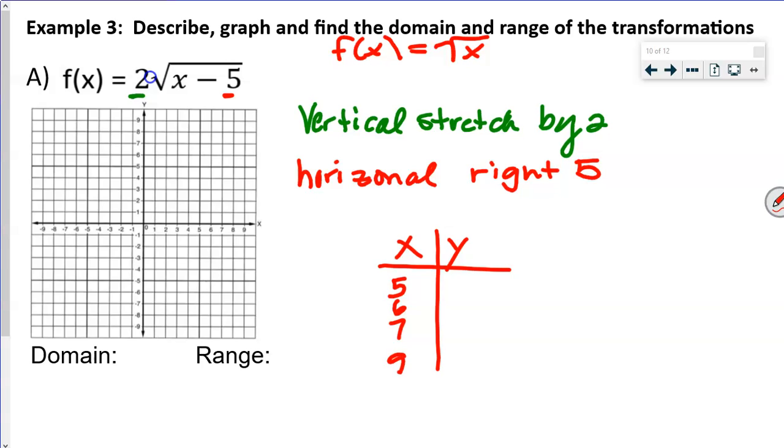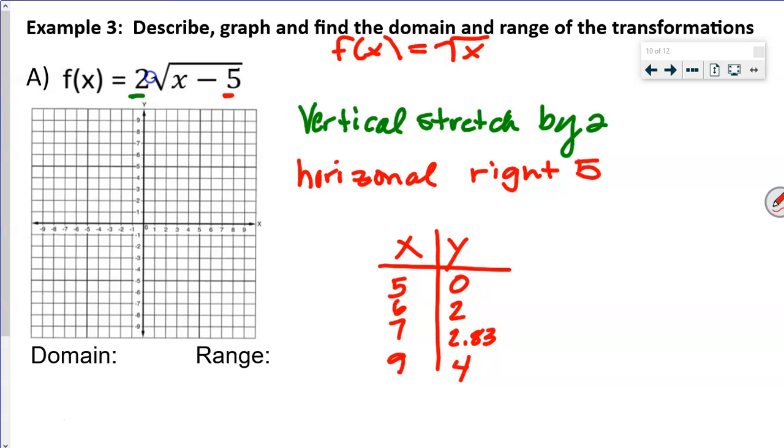So when we do 5, 5 minus 5 is 0, and 0 times 2 is 0, right? And then when we do 6, 6 minus 5 is 1, 1 times 2 is 2. When we do 7, we would do 7 minus 5, take the square root of 2, and multiply that times 2, and I got 2.83 when I did that. And then I'm going to do 9, and when I do 9 minus 5, that's 4. The square root of 4 is 2, and 2 times 2 is 4, okay?